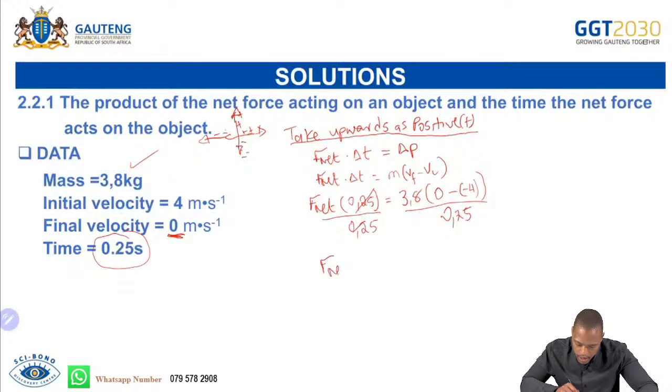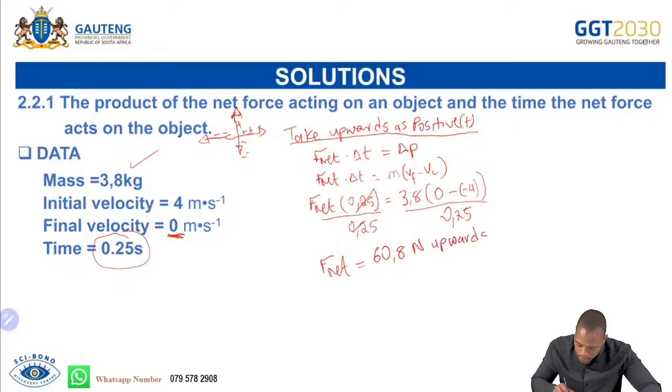Therefore, we are going to solve for F net by dividing by 0.25. Then this will cancel this. The F net would be equal to 3.8, open bracket 0 minus a negative 4, close the bracket, all over 0.25. You get that the force, or the net force, is 60.8 newtons, and since it's positive, it is upwards.